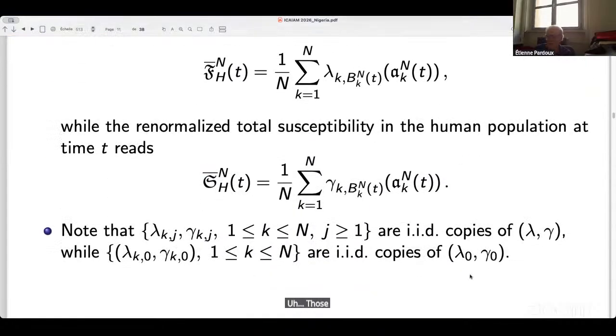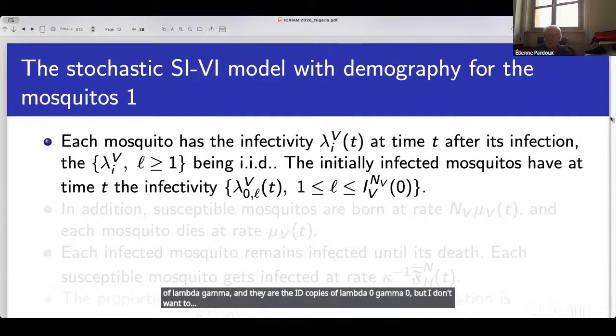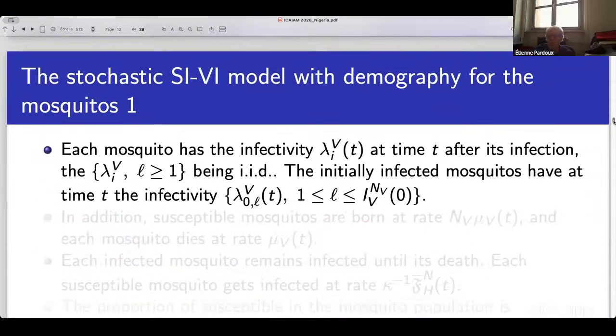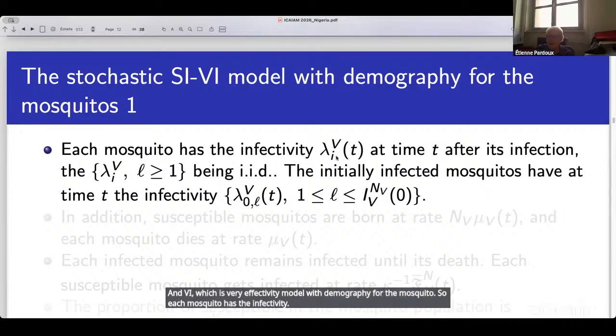Those are IID copies of lambda gamma, and they are IID copies of lambda 0 gamma 0. But I don't want to say too much about that. This was enough for the stochastic model for humans, which I call VIWI, meaning varying infectivity and waning immunity. The model for mosquitoes will be SI, susceptible infected, and VI, a varying infectivity model with demography for the mosquito. Each mosquito has the infectivity lambda VI of T at time T after its infection.